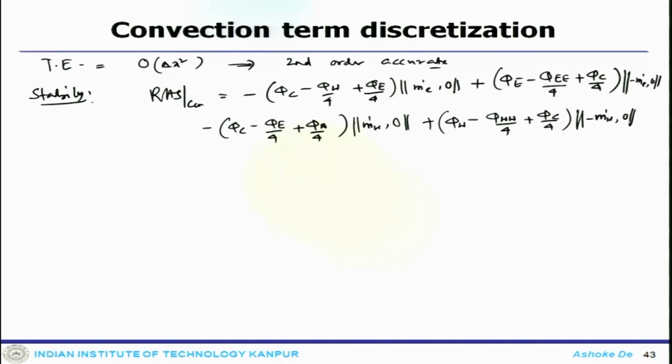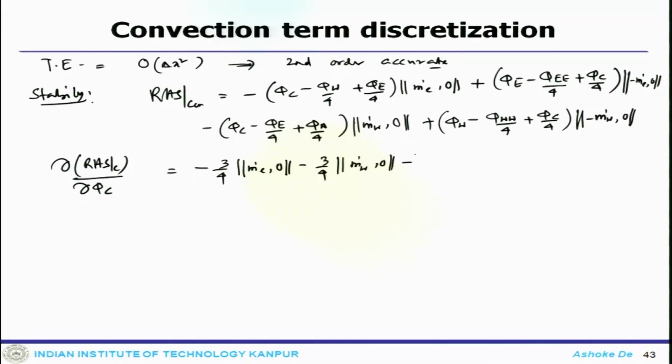So, if you take the derivative of this term with respect to phi c, which will become minus 3 by 4 m dot E 0, minus 3 by 4 m dot W 0, minus 1 by 4 m dot E plus m dot W.